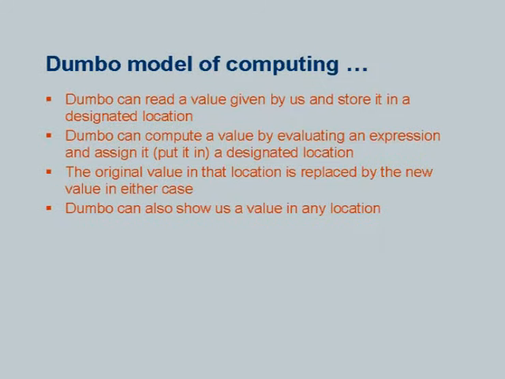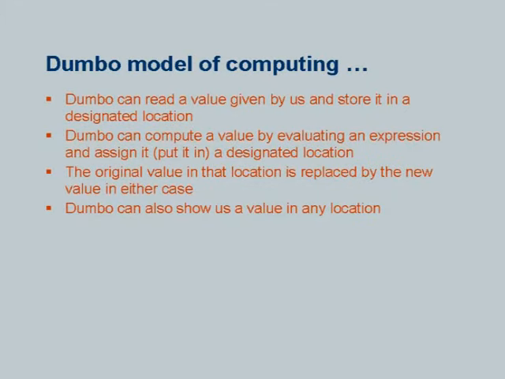Now, we make some comments on the capability of Dumbo to execute instructions. We have said that Dumbo can exchange information with us, which means he can read a value given by us and put it into a designated location. Dumbo can compute a new value by evaluating an expression and assigning it, or putting the resulting value, in a designated location. Further, we observe that whenever an input operation or a computation and assignment operation takes place, the original value in that designated location is replaced by the new value that we put in. The new value could come either through an input operation or through an expression evaluation followed by an assignment.